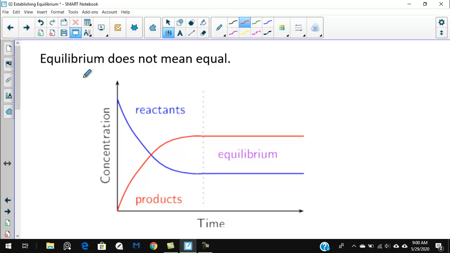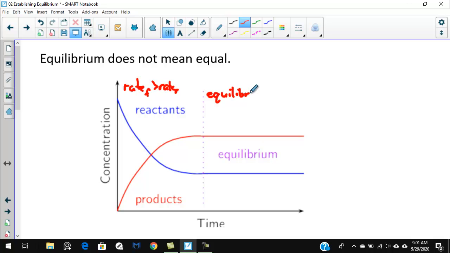Now you can look at a reaction rate like this one, and you'll notice the same thing. We started with no products, only reactants. So at this beginning phase right here, we could say that the rate of the forward reaction is greater than the rate of the reverse reaction. Right? And so we see reactants being used up, and we see products being formed. And equilibrium is achieved here at this point where both of the concentrations appear to stop changing.